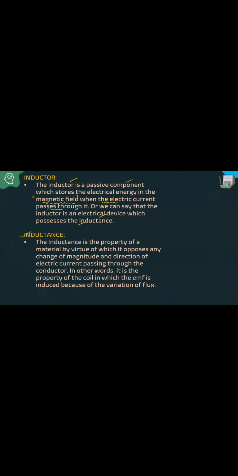Like that, inductor is the physical element. Inductance is the property. The inductance is the property of a material by virtue of which it opposes any change of magnitude and direction of electric current passing through the conductor. In other words, it is a property of a coil in which the EMF is induced because of the variation of the flux. Okay, this is the inductor.